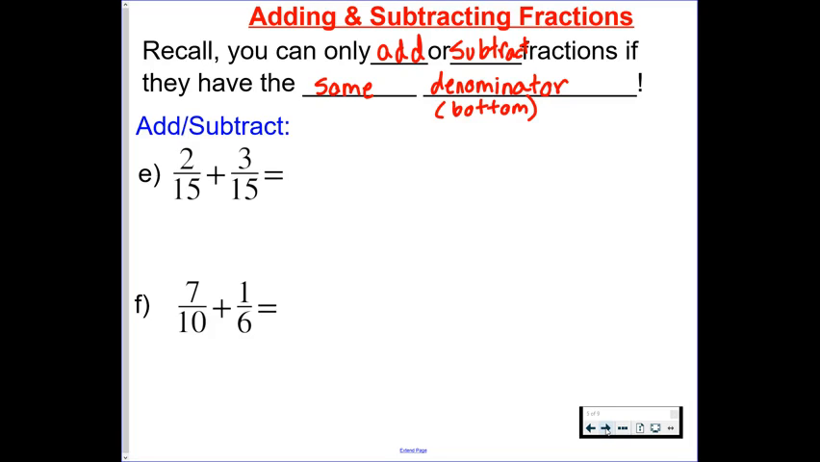Okay, so let's take a look at example E. We have 2/15 plus 3/15. Okay, notice how the denominators are already the same. That's great, because now we can just add the tops. 2 plus 3 is 5, and leave the denominator 15. So that is 5/15. Okay, now you can leave it like that. You can also divide both of these by 5 to reduce this fraction. 5 divided by 5 is 1. 15 divided by 5 is 3. Okay, so you want to simplify your fractions if you can.